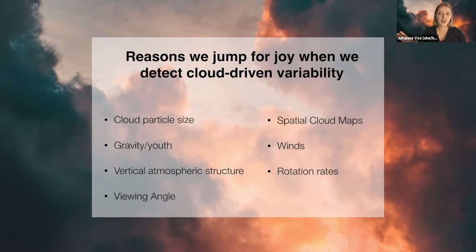So here are a few things that we can do in a variable brown dwarf. Of course, I cannot talk about all of these in detail today, but briefly, using spectroscopic monitoring, we can learn about the cloud particle size and distribution. We can also gain insight into the effect of surface gravity and youth on the atmosphere. We can even sometimes detect multiple cloud decks in the atmosphere, and we can measure viewing angles. We can sometimes construct spatial maps of the cloud features. We can also measure their rotation rates and their winds.